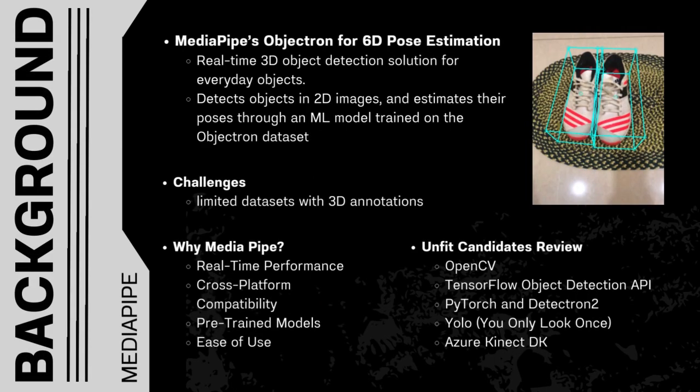MediaPipe Objectron is a mobile real-time 3D object detection solution for everyday objects. It detects objects in 2D images and estimates their poses through machine learning models trained on the Objectron dataset. Object detection is an extensively studied computer vision problem, but most of the research has focused on 2D object detection, while 2D predictions only provide 2D bounding boxes. By extending predictions to 3D, you can capture an object's size, position, and orientation in the world, leading to a variety of applications in robotics, self-driving vehicles, image retrieval, and augmented reality.